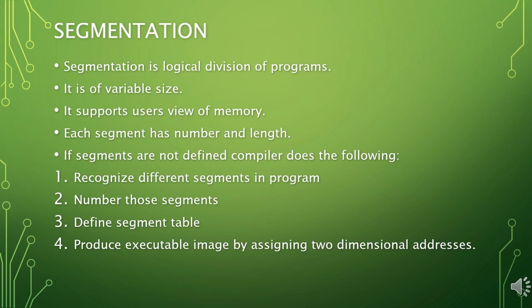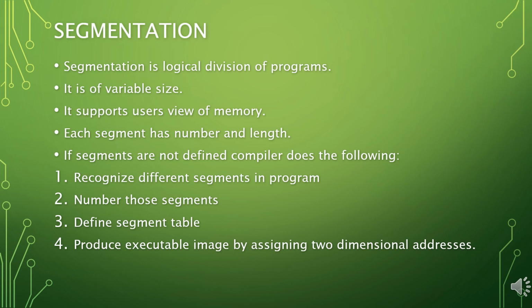An application program does not necessarily have to be declared with different segments in the program. If the various segments in the program are not defined explicitly, then the compiler does it on its own. Following are the jobs of the compiler: to recognize different segments in the program, number those segments, then define the segment table, and produce the executable image by assigning two-dimensional addresses.